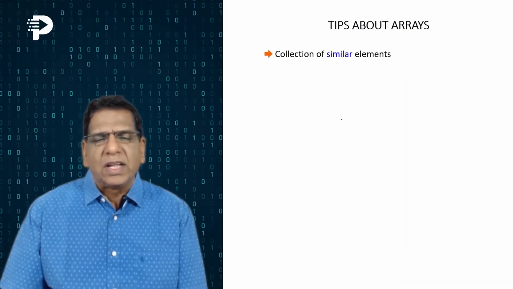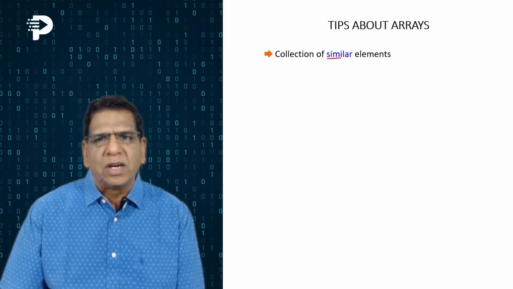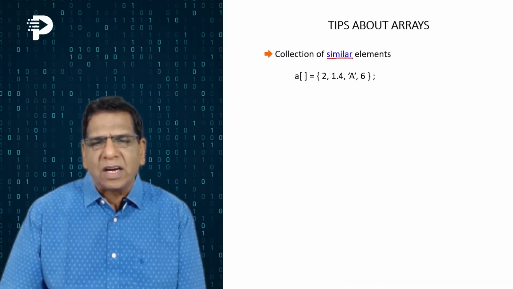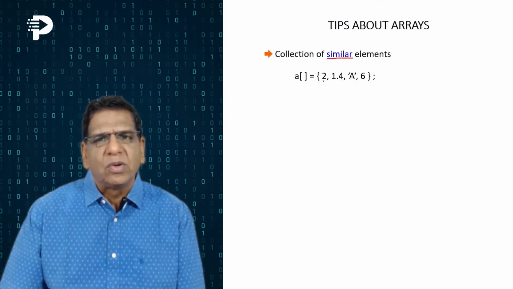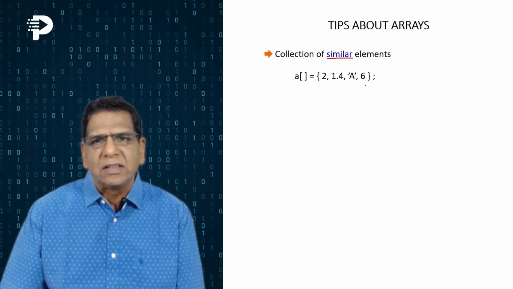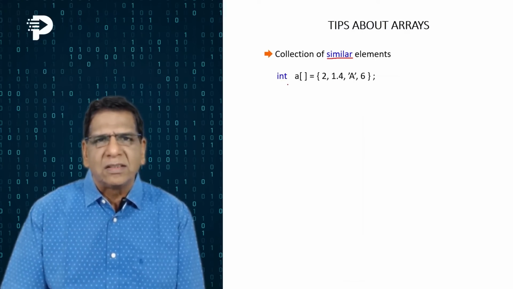If I decide to create an array out of dissimilar elements, maybe 2, 1.4, 'a' and 6. 2 and 6 we know are integers, 1.4 is a double and 'a' is a character. However, if we attempt to say int a[] = {2, 1.4, 'a', 6}, that would certainly result into an error because this similarity consideration is being violated here. These elements are not similar to one another. Two are integers, one is double, another is char. These are dissimilar elements.